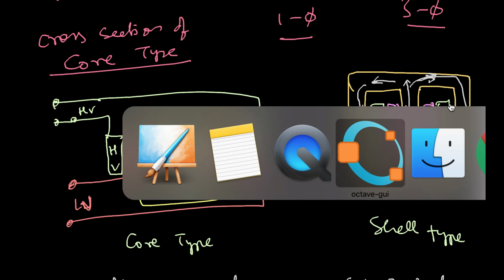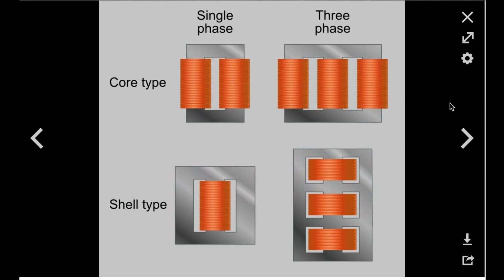Speaking of diagrams, I was just checking Wikipedia, and I found this figure. So this is core type single phase. This is essentially what I had drawn before, and this is shell type single phase.